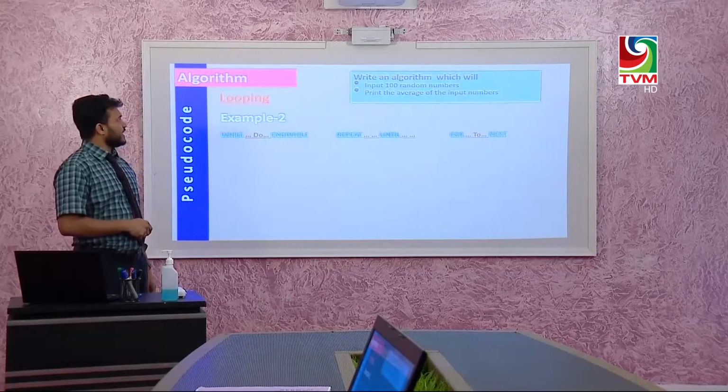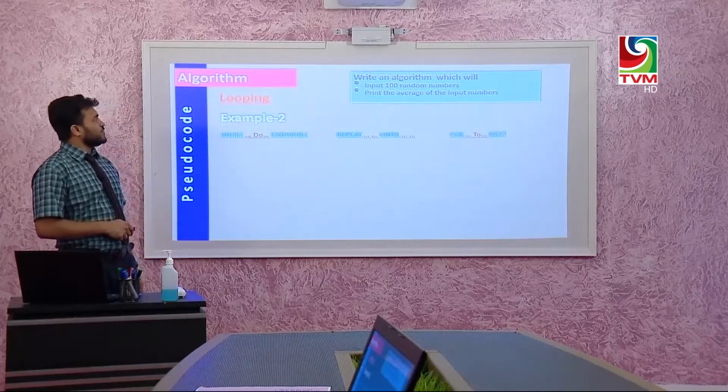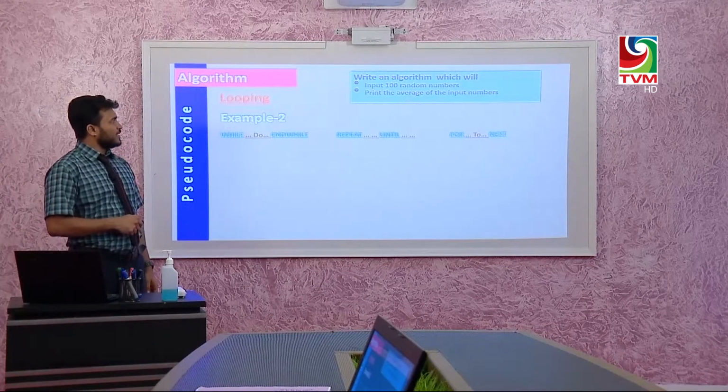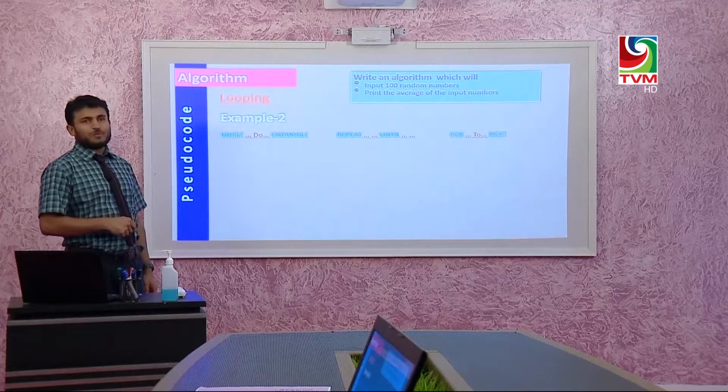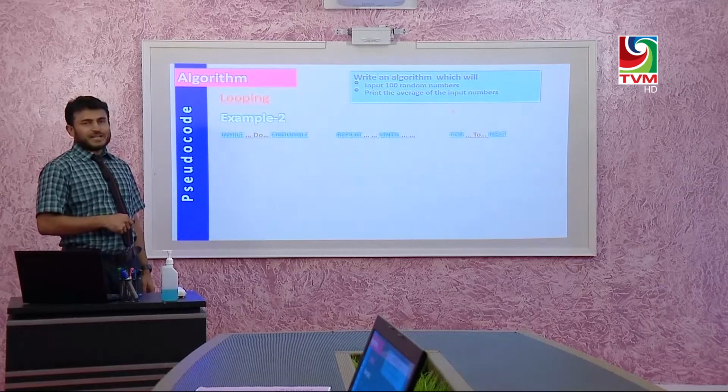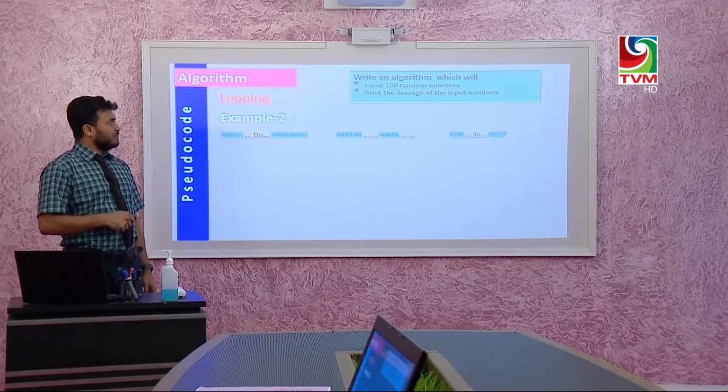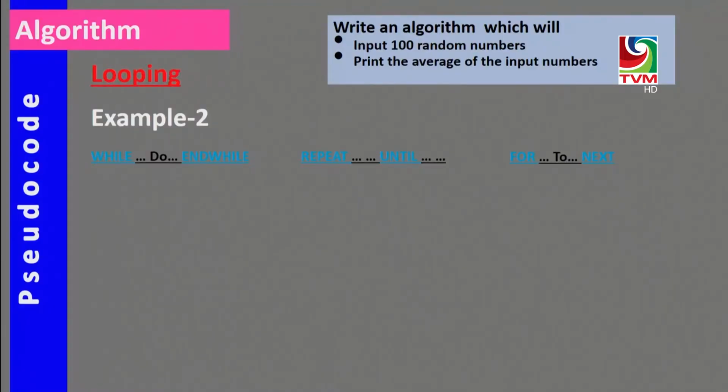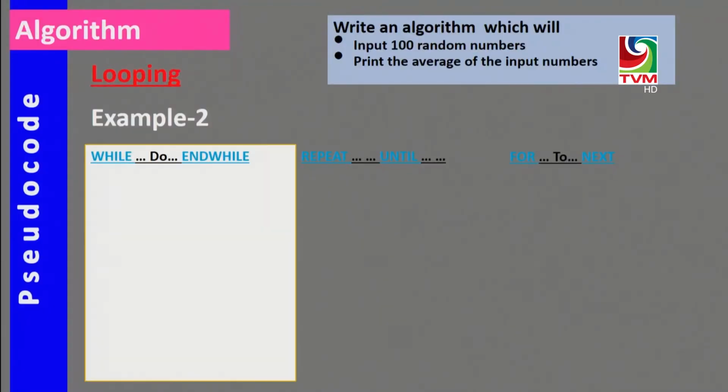Let us take another example. Write an algorithm which will input 100 random numbers and print the average of the input numbers. To find the average, we have to find the sum of the numbers first. Let us see how it works in the while do end while loop.